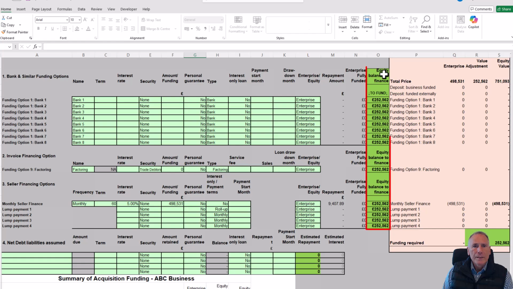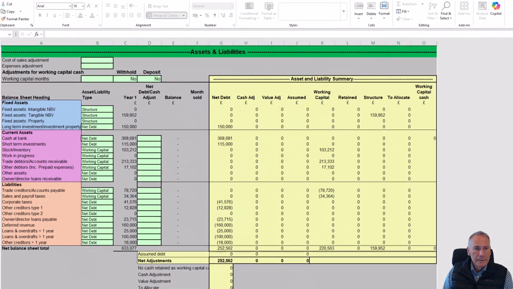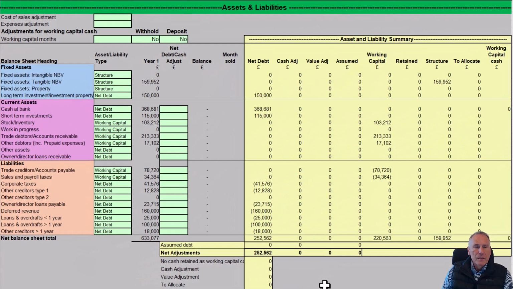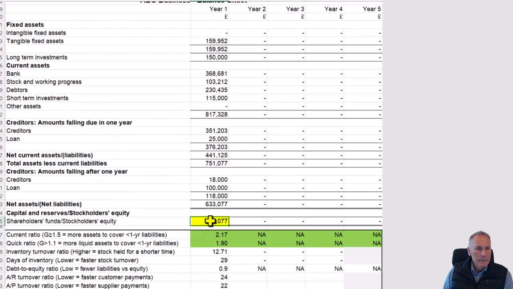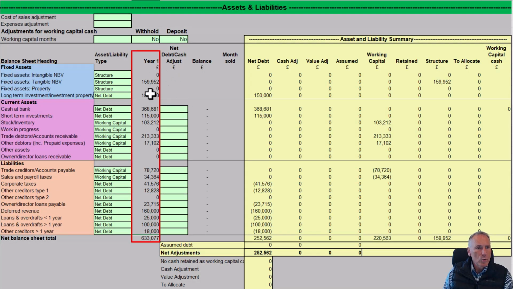So now we need to look at the equity balance to finance and work out where this 252,562 has come from. For that purpose, we need to go to the assets and liabilities worksheet. So let me explain what this is. What this has done is pulled in all of the numbers from the balance sheet entries. If you remember the 633,077, if we just go back to the balance sheet to show you, 633,077 is the total of the balance sheet, and it's pulled in all these numbers from there.